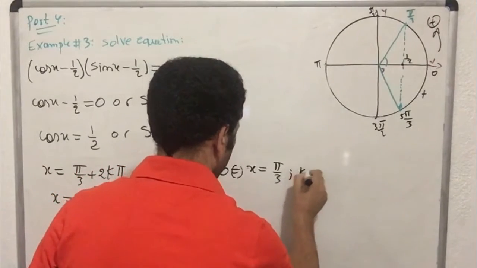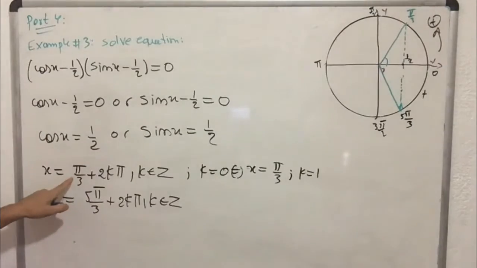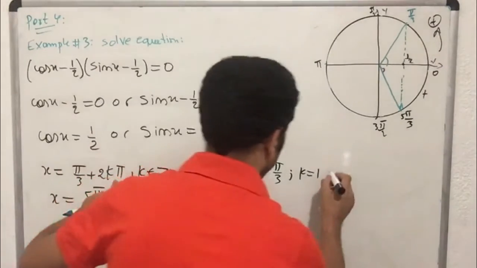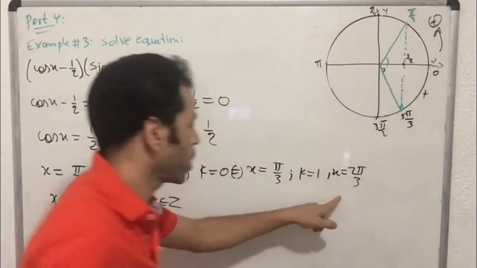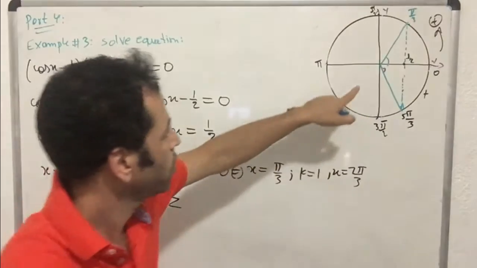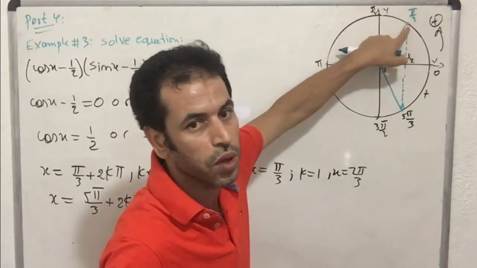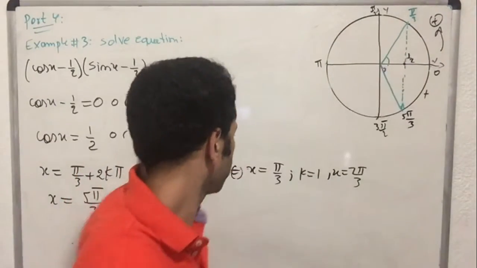And if k equal to 1, that means we'll have pi over 3 plus 2 pi, which is 7 pi over 3. So x equals 7 pi over 3. That means cosine 7 pi over 3, so you will come back to this point because you add in 2 pi, equal to 1 over 2.